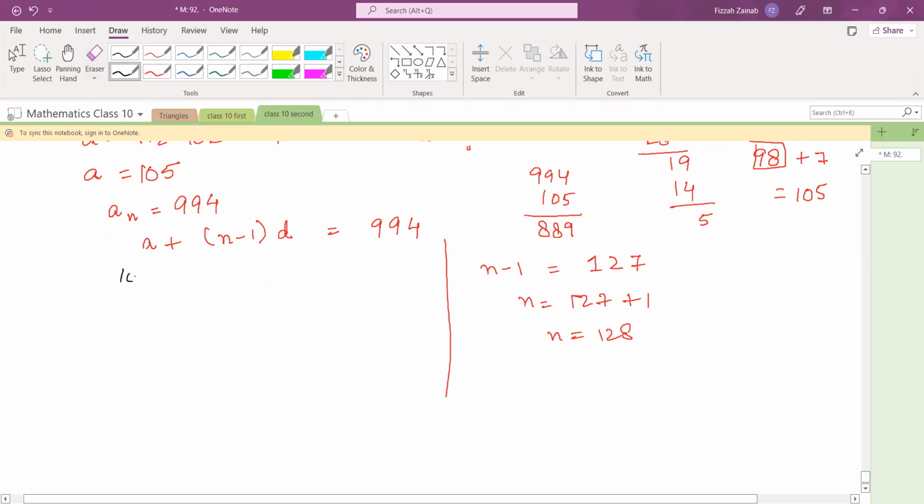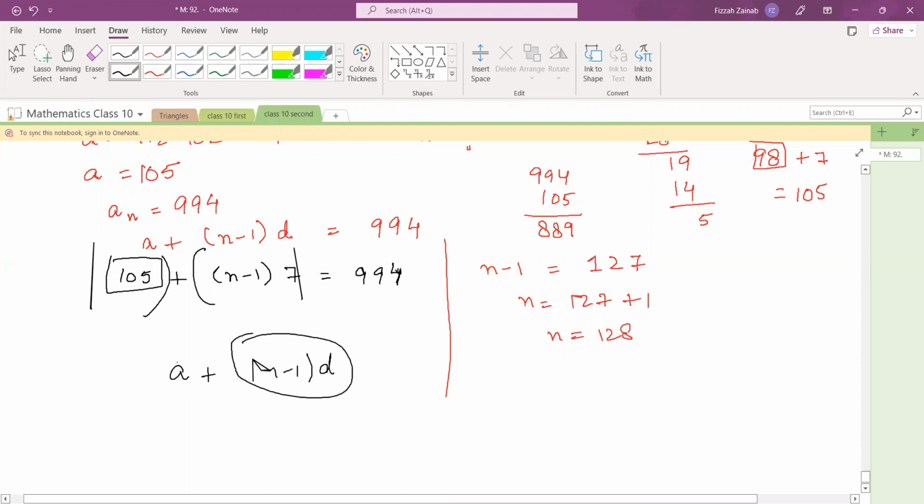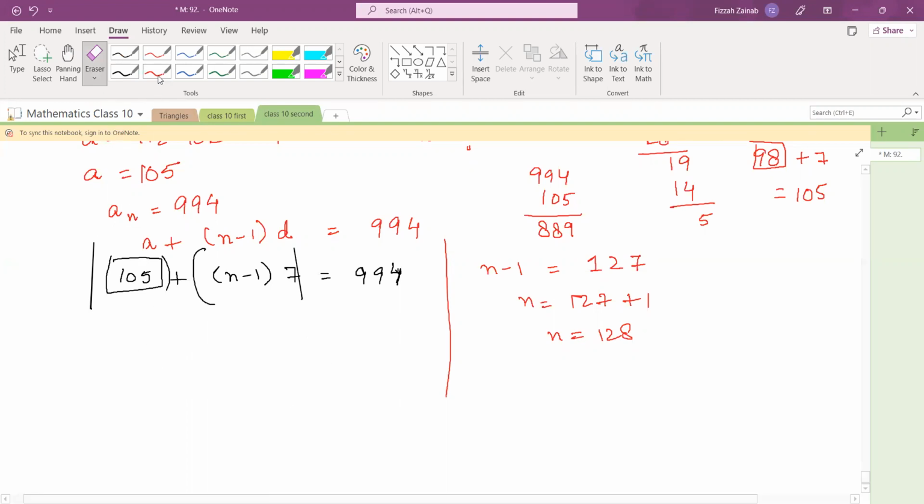Okay, see, this is fine. Like you have 105 plus n minus 1 into d, which is 7, is equal to 994. See, 105 is nowhere connected with 7. It's a completely separate term. This term is different and only this term has a 7 in it, correct? There's no connection of this 7 with the first term. If you look at the formula also, a plus n minus 1 into d, d is only here. There's no connection with a, right? Yes. So it will simply get subtracted on the other side. That's it.